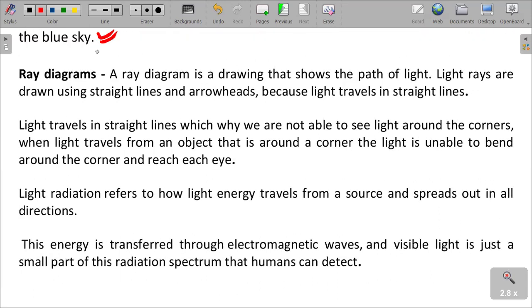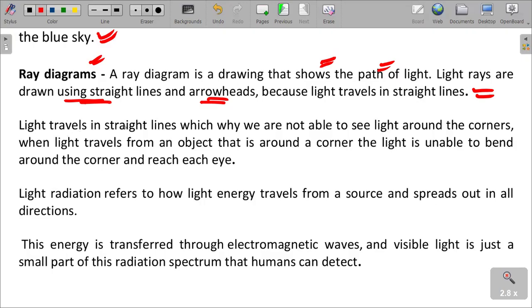And then let's talk about ray diagrams. A ray diagram is a drawing that shows the path of light. Light rays are drawn using straight lines and arrowheads because light travels in straight lines. That is, a diagram drawn to show the pathway of light, normally with straight lines because light travels in straight lines.